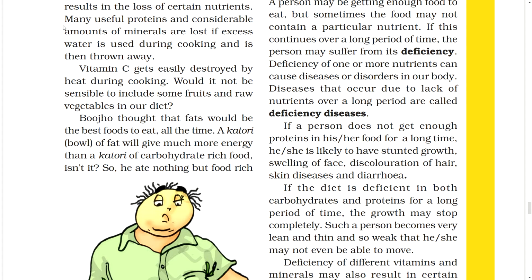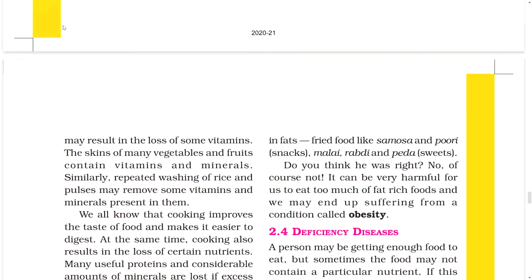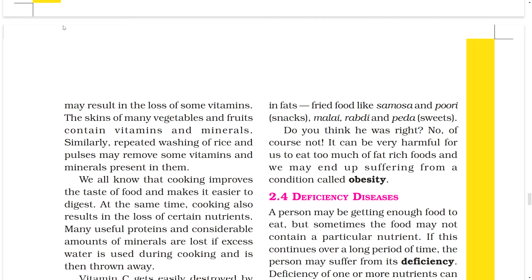Bojo thought that fats would be the best foods to eat all the time. A calorie of fat will give much more energy than a calorie of carbohydrate-rich food, is it not? So he ate nothing but food rich in fats. Fried food like samosa and puri, snacks, malai, rabri, and pera sweets. Do you think he was right? No, of course not. It can be very harmful for us to eat too much of fat-rich foods, and we may end up suffering from a condition called obesity.